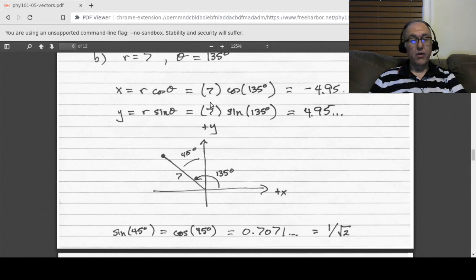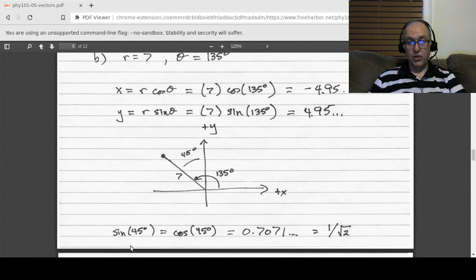135 degrees. The x component is equal to r cosine theta. That's 7 cosine 135, which gives me negative 4.95 and more digits. The y component is r sine theta, so that's 7 sine of 135 degrees, and that gives me 4.95 and then a bunch of other digits. And so there it is, there's the x and y component. By the way, you'll notice that they're the same number, but one has a negative sign.